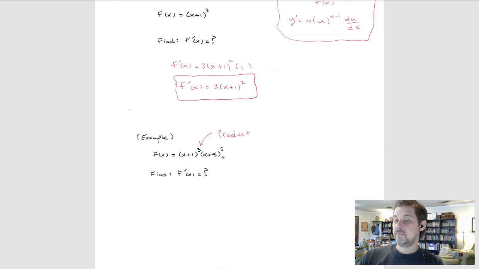It's the product of two functions, right? It's x plus 1 to the third, that's one function, times, separately, x plus 5 to the fifth power. That's another one. It's a product of two functions. So in that case, we use the product rule.